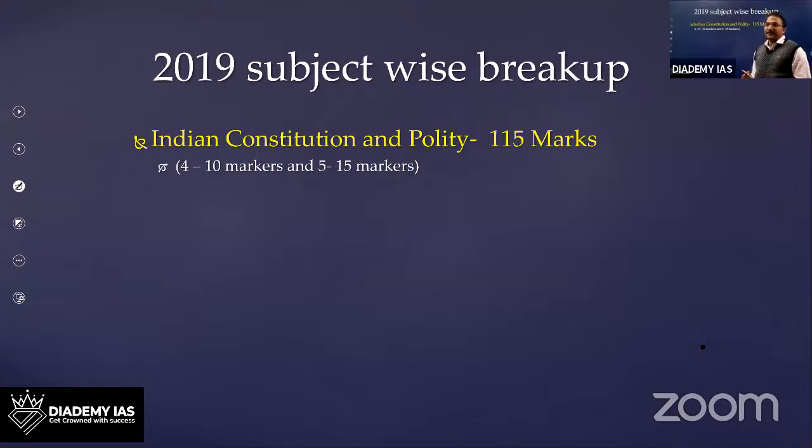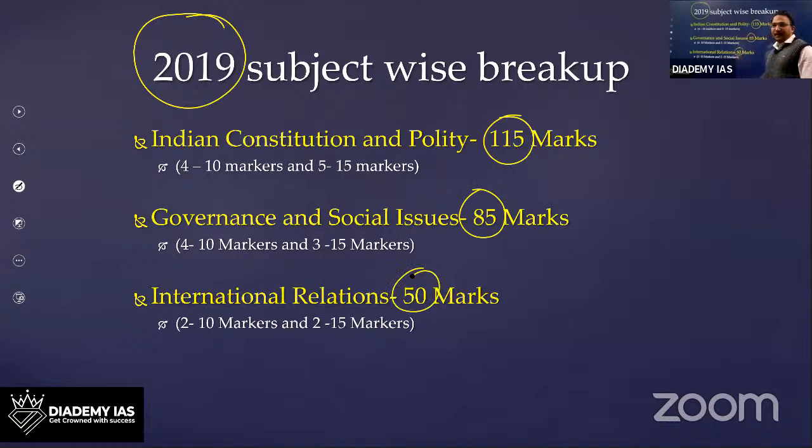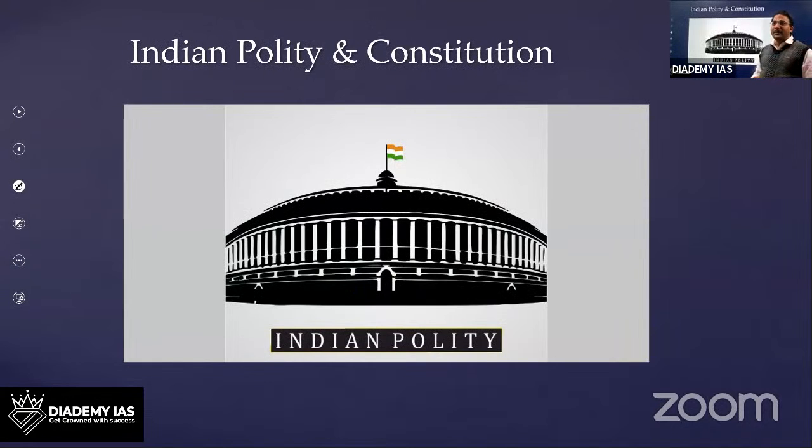So everything is important. Now if we see that mains 2019 pattern, in mains 2019, Indian Constitution and Polity 115 marks, governance and the social issues 85 marks, IR 50 marks. Again the pattern which I told you, it is almost same. And we have two types of question, 10 marker and 15 marker. So 4 plus 5, 4 plus 3, 2 plus 2. That means you will get 10 marker, 15 marker in every area. That is the pattern.